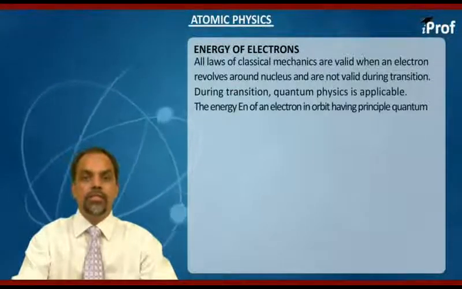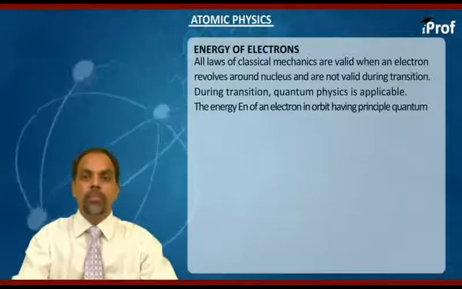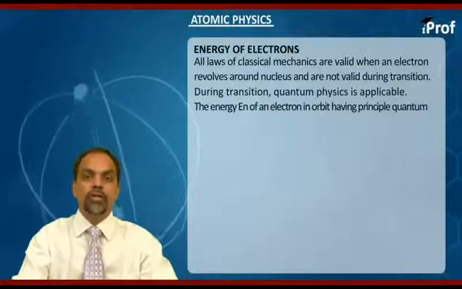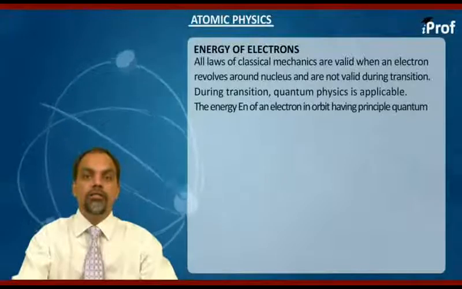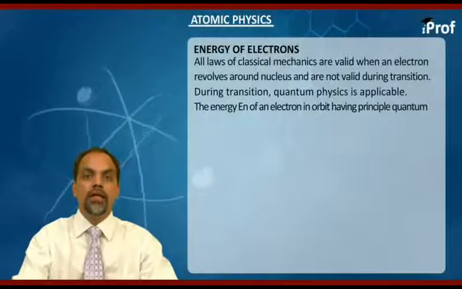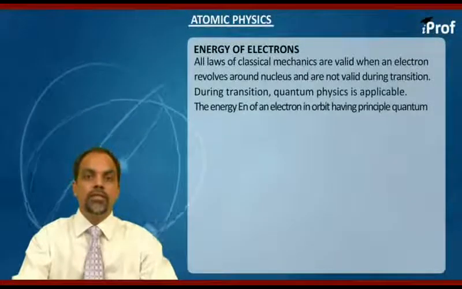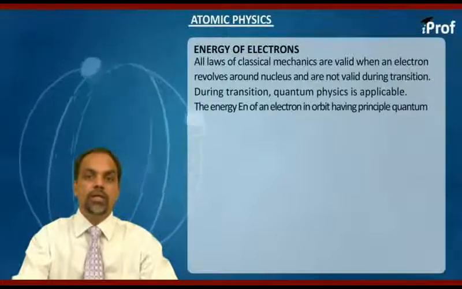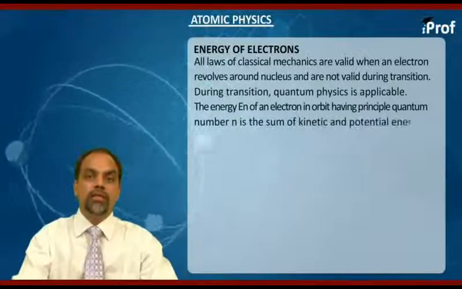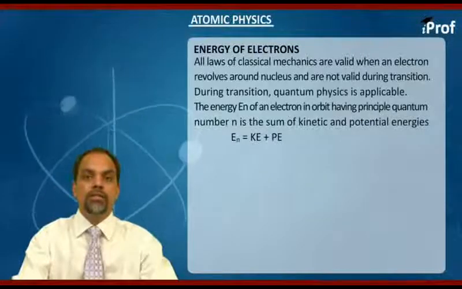And remember students, our system is the atom, and atom means nucleus plus electron. So when we say energy of electron in nth orbit, it is not the energy of the electron, it is the energy of the system, that is the atom, when the electron is revolving in the nth orbit. So let's make a calculation for the energy of the system when the electron is revolving in the nth orbit. Now we intend to make a calculation for the total energy. Here total energy refers to kinetic energy and potential energy.